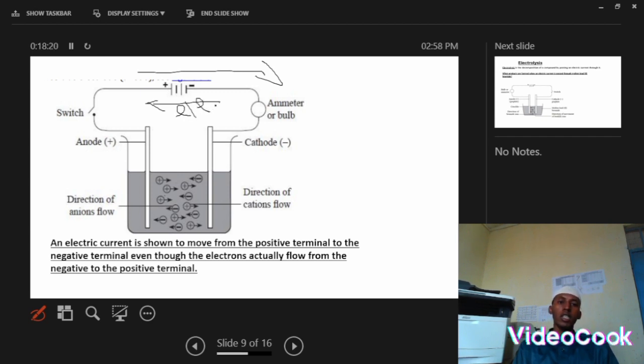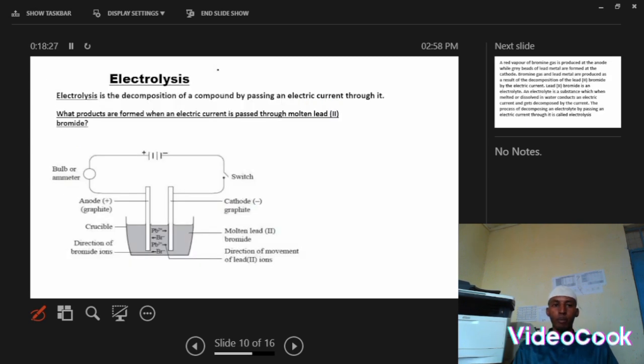Electrons move from the negative to the positive terminal of the battery, while the current moves from the positive to the negative terminal of the battery. Next, now we go to the electrolysis process. Electrolysis is just the decomposing of a compound by passing an electric current through it.